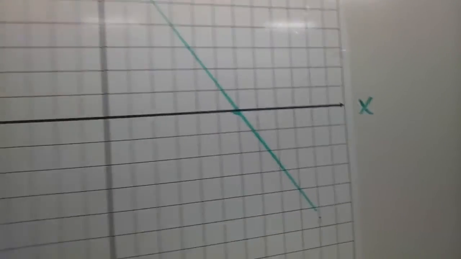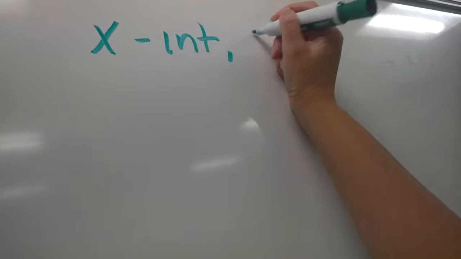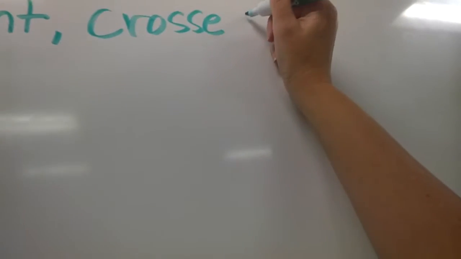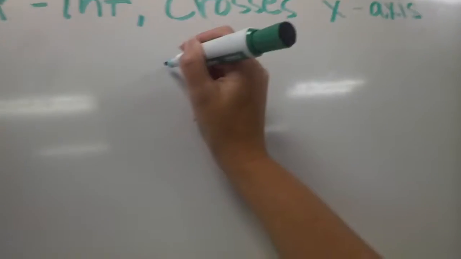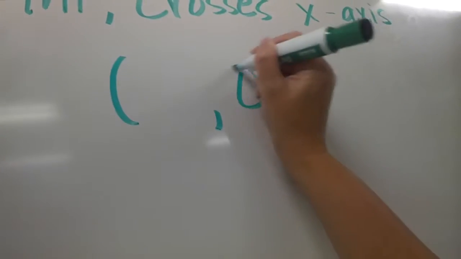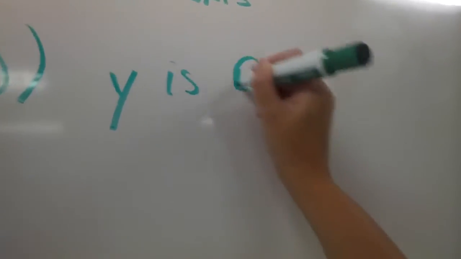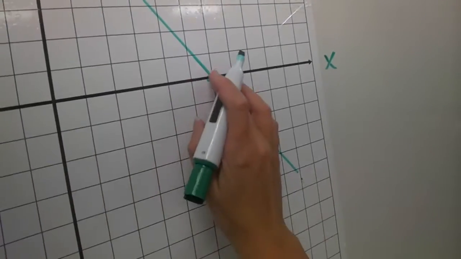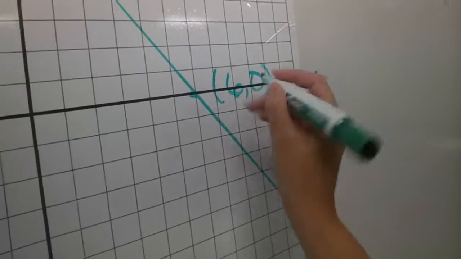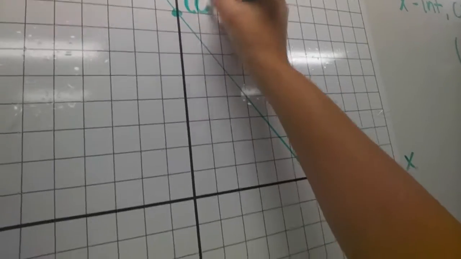Okay, so now we have a line, and the x-intercept is where it crosses the x-axis. Now, in your ordered pair, y is 0. Because, as you can see, this would be 1, 2, 3, 4, 5, 6. This would be 6, 0. We don't want to go up or down, so our y is 0. 1, 2, 3, 4, 5, 6, 7. This one would be 0, 8.